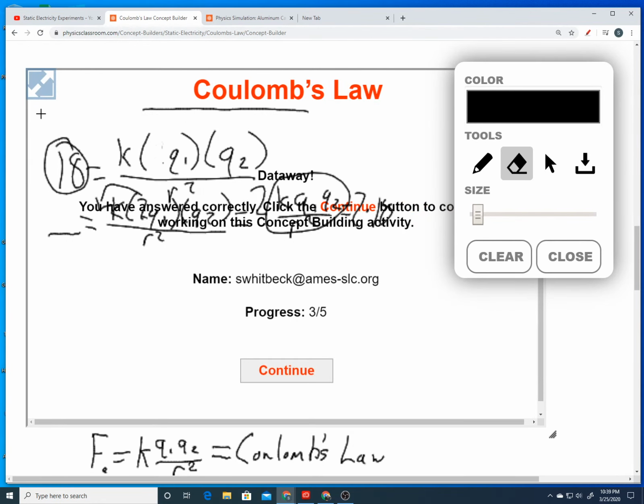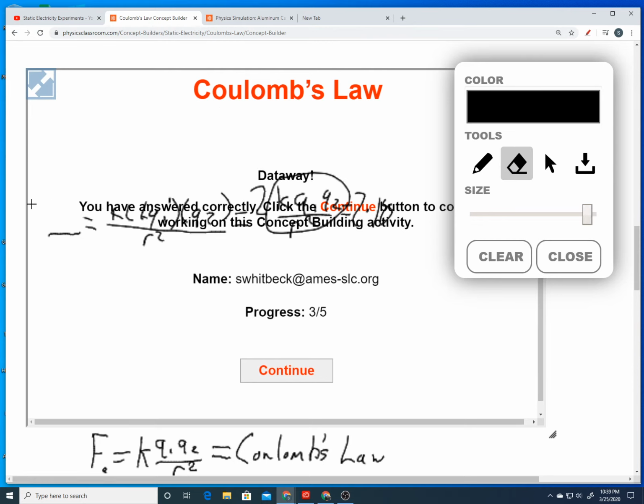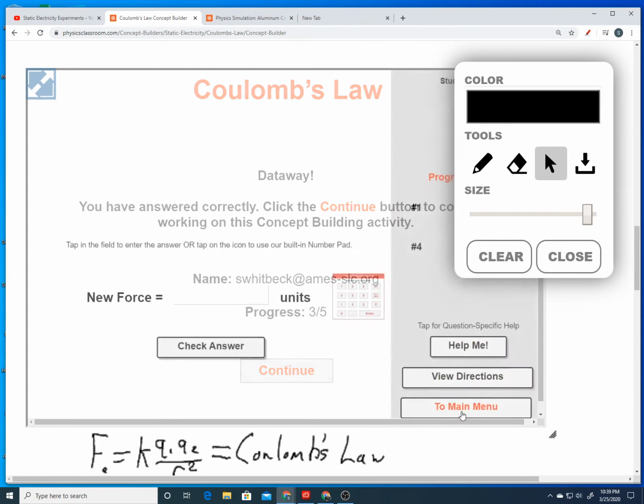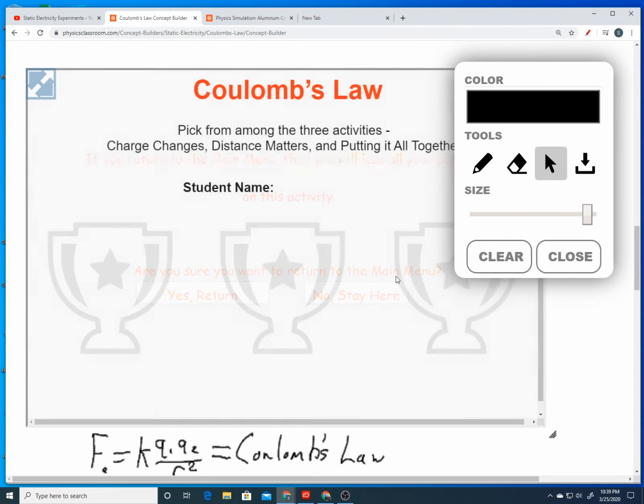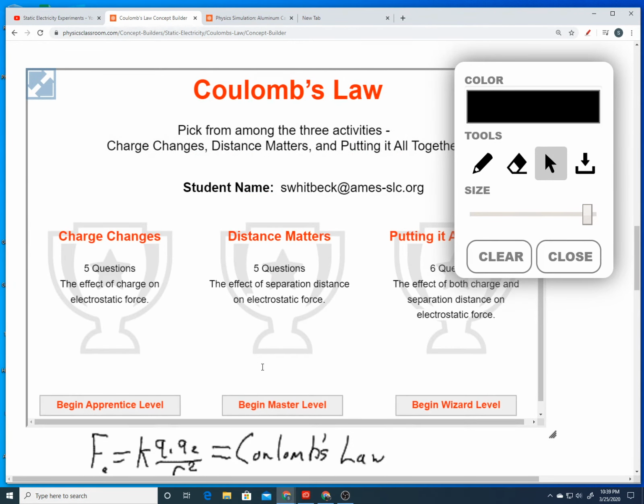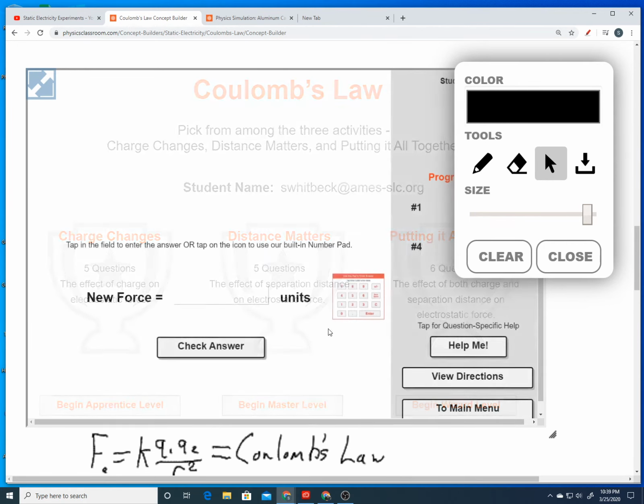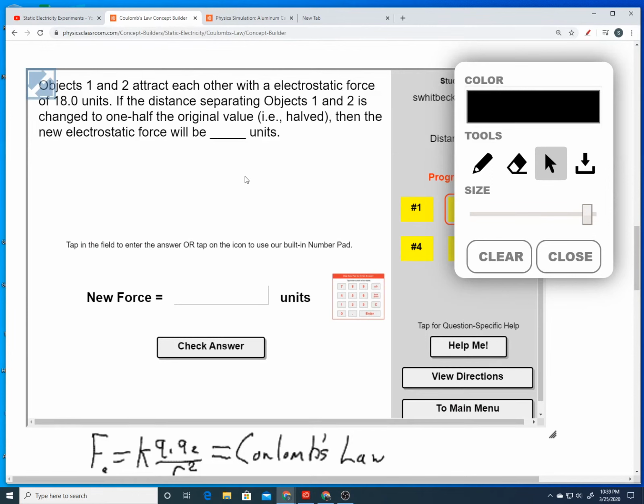Alright, so if you have questions on this part of your work, let me know. These concept questions can sometimes be confusing. Next I'm going to try our master level, where they're going to change the separation distance instead of the charge. In other words, changing our R, and I'll show you what that looks like.